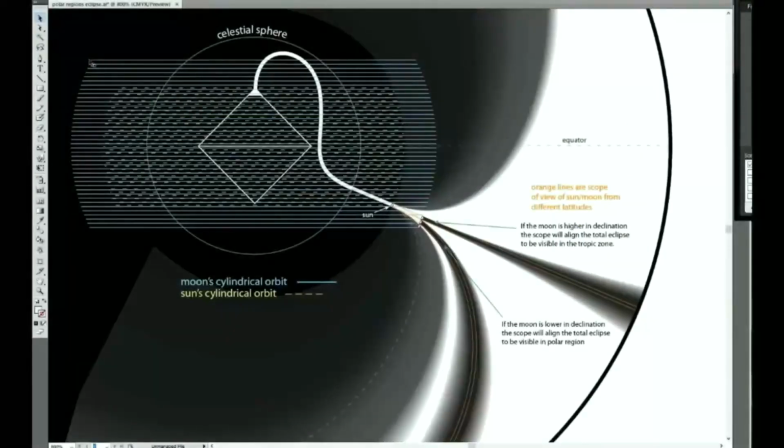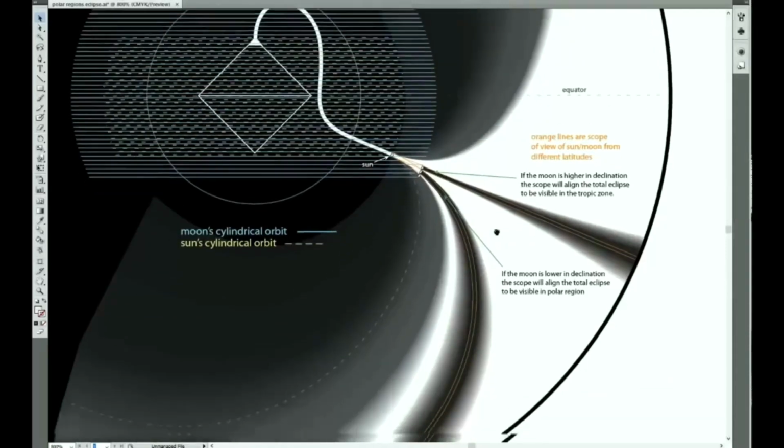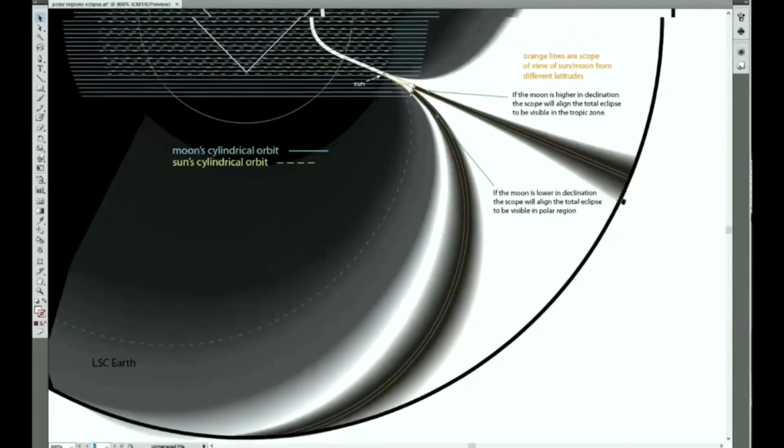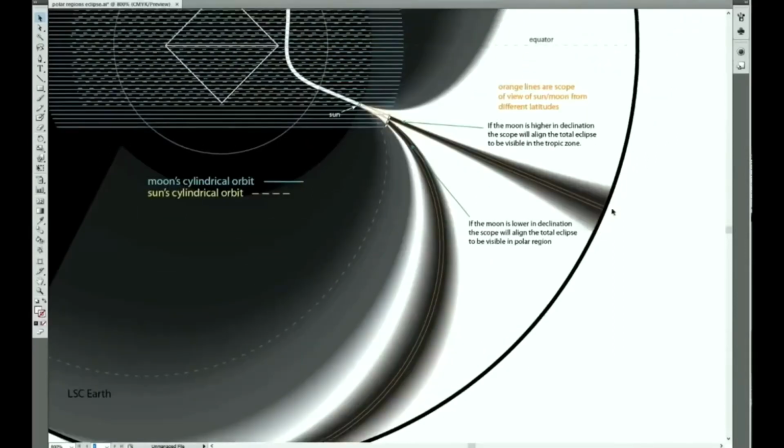See, the horizontal blue lines indicate the moon's cylindrical orbit, and the horizontal dotted yellow lines indicate the sun's cylindrical orbit. And as I mentioned previously, I indicated these little shoot zones with these orange lines. So whatever latitude you are at, you're looking at the sun through this little scope zone. So if you're over here, let's say this is at negative, I don't know, 8 degrees. Or actually this is negative 23.5, I'm sorry.